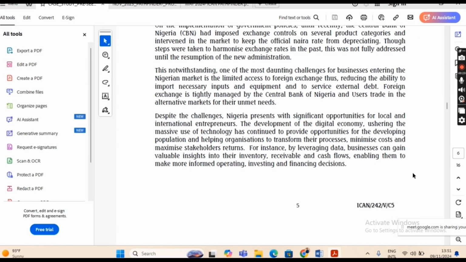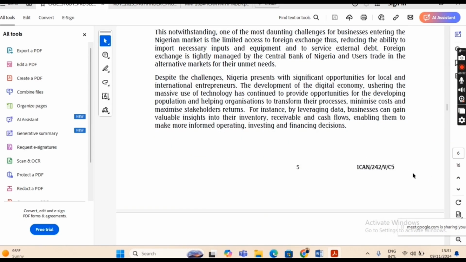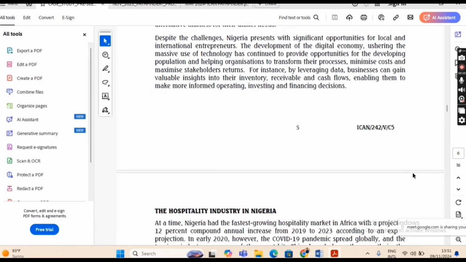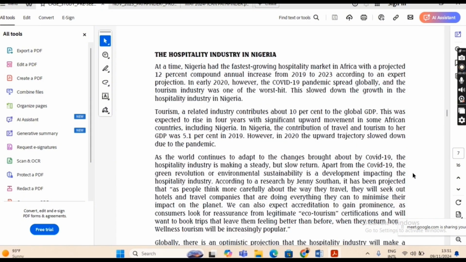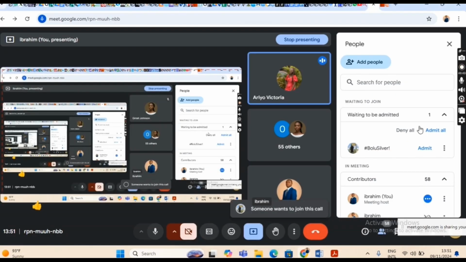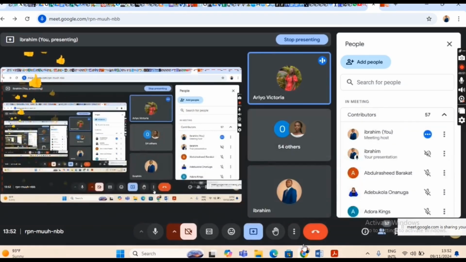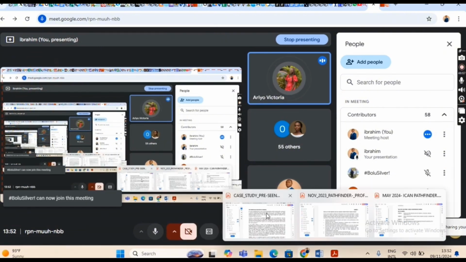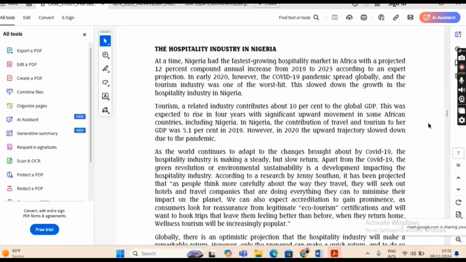Okay, now let's proceed. So we have identified this part as an opportunity for them to actually leverage on, the local and international entrepreneur. Okay, so now the hospitality industry. At a time, Nigeria had the fastest growing hospitality market in Africa with a projected 12% compound annual increase from 2019 to 2023, according to an expert projection.